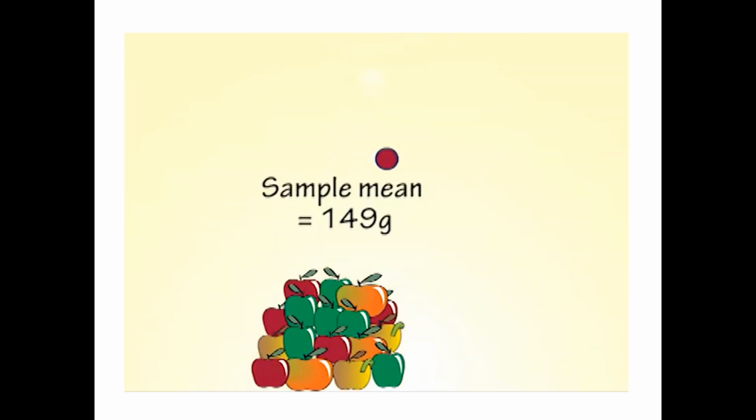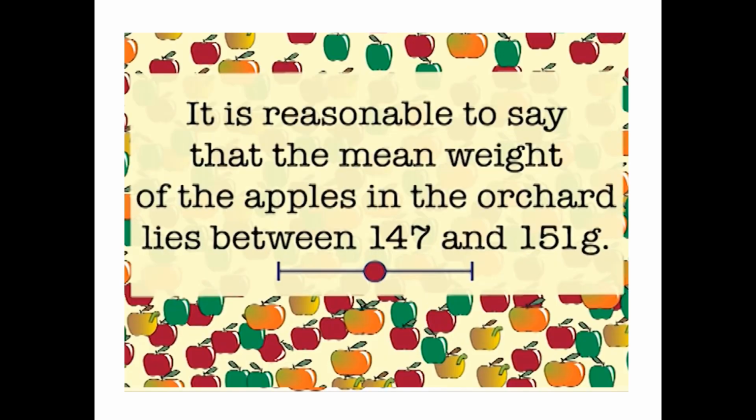So let's assume that the sample mean of a sample that we have taken of 10 apples is 149 grams. Now, we can simply say that the population mean of the apples in the orchard is likely to lie between 147 grams and 150 or 151 grams. This makes us more confident.